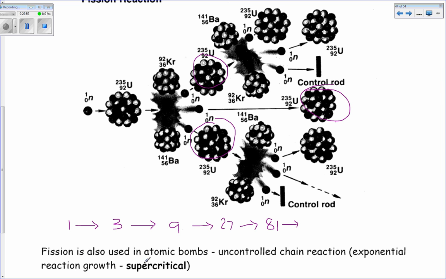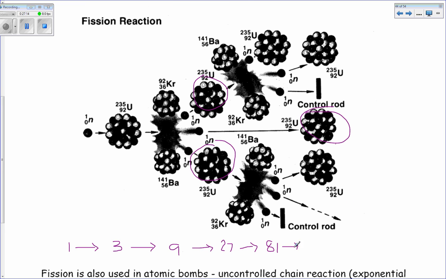So fission is also used in atomic bombs. An uncontrolled chain reaction gives you this exponential growth over and over and over again. And what that is called is going supercritical. So an atomic bomb, as well as a nuclear meltdown at a nuclear reactor, is when this happens, when it gets completely out of control. Notice we've got control rods here. We'll talk in a minute about what those control rods do.